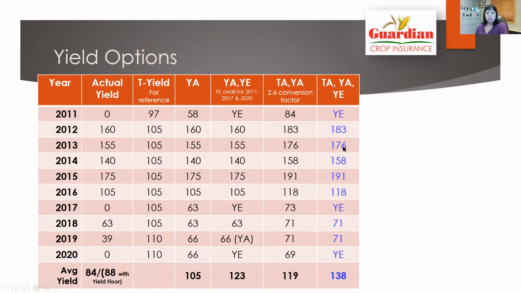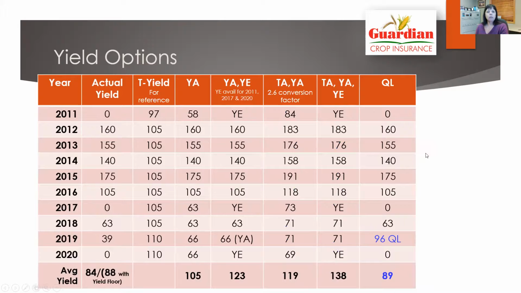Let's take them out. They still are kind of mediocre yields that we don't need in our history. So we take them out and we add the yields together, the 7 years, and here we get 138. Look at that difference, 138 versus an 88, a 50 bushel difference, an 88 with the yield floor. Look at how these help your average yield. And you've got to remember that your average yield is the basis of your coverage. It determines how quickly your loss will kick in.